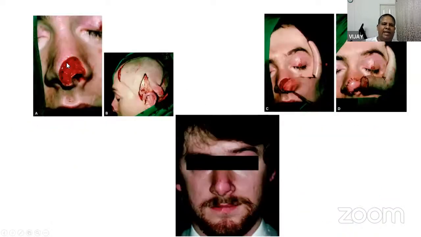So here you can see a nasal defect. Here you can see the superficial temporal artery is present in this flap. The retroauricular artery is present. This is the posterior auricular area skin which is used for the nasal reconstruction. It is rotated clockwise, and its inset is given here. And after division, a beautiful nose is seen here.